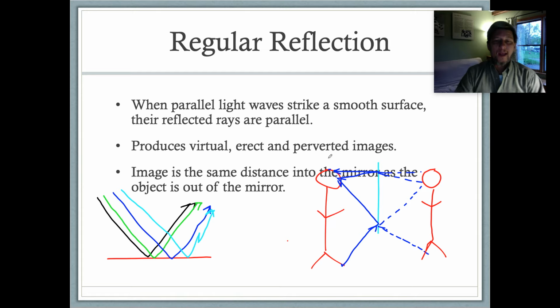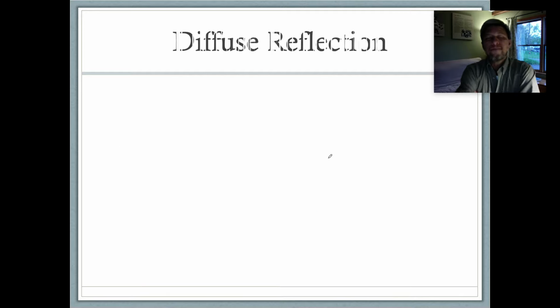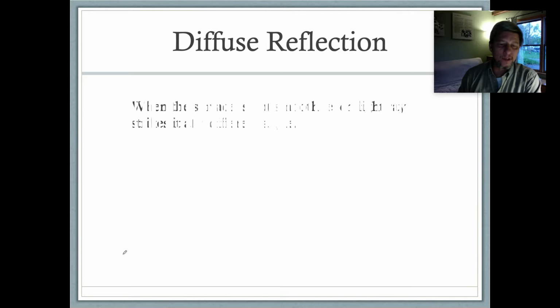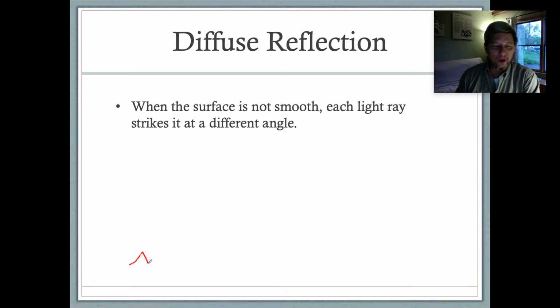Okay? And the image will be the same distance into the mirror as the object is out of the mirror. And I've done a lousy job drawing this, trying to draw it with my mouse. But you can certainly see that if you stand in front of the mirror, your image is just as far from the mirror as you are. Okay. Now, what happens when light rays strike a surface that is not perfectly smooth? All right. Well, in this case, let's draw a rough surface.